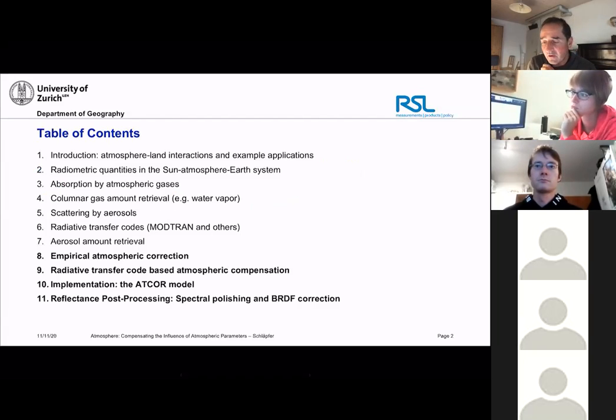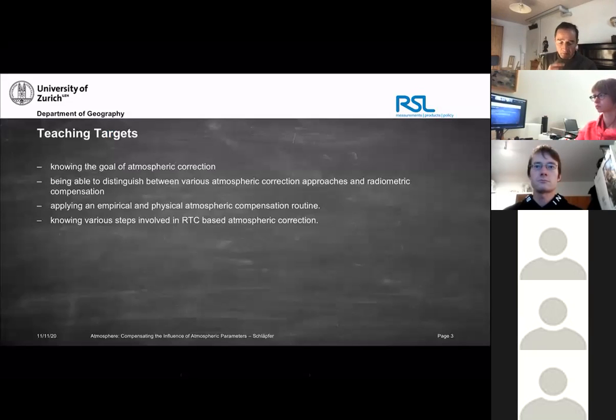And after having done such atmospheric compensations or reflectance retrievals, one needs some post-processing. So I'll go shortly into that as well. So how to polish your spectra, get nice spectra from your imagery, and how to apply possibly some BRDF correction. So that's about the content. So you should know about the goals, or what do we want to get, and being able to distinguish between the various approaches. And finally, in the exercises, you should be able to apply an empirical or a physical compensation routine, and knowing about the various steps involved in this process.